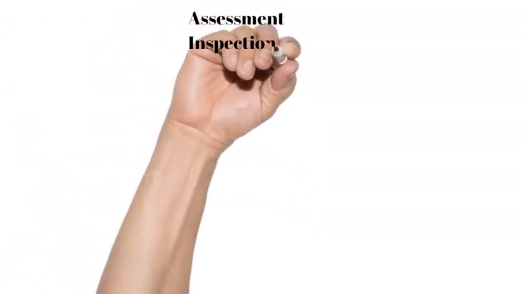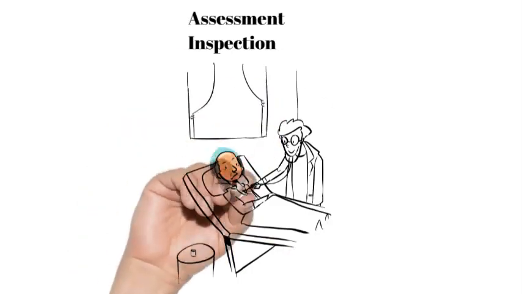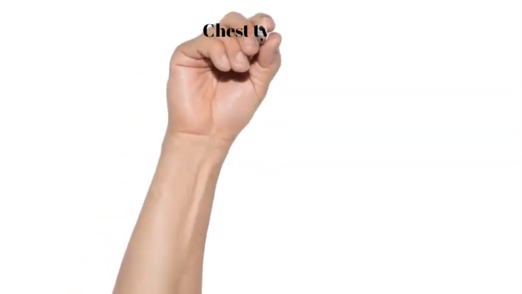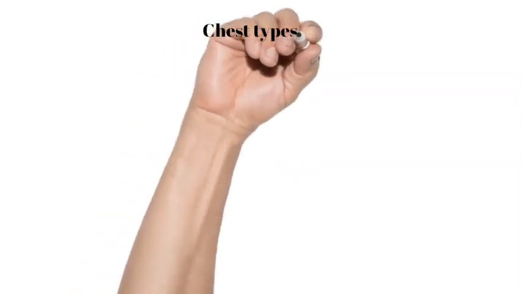Assessment. Inspection. When performing a thorax and lung assessment, start by observing the patient's breathing pattern, chest shape and symmetry, and any signs of distress or use of accessory muscles during breathing. Then, you will perform percussion, palpation, and auscultation of the lungs.